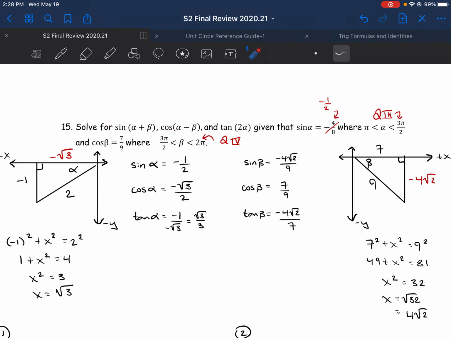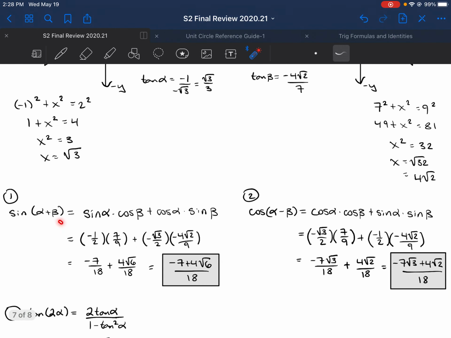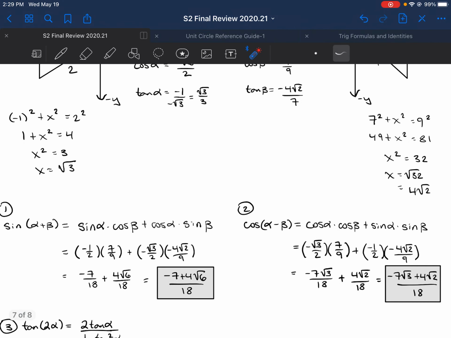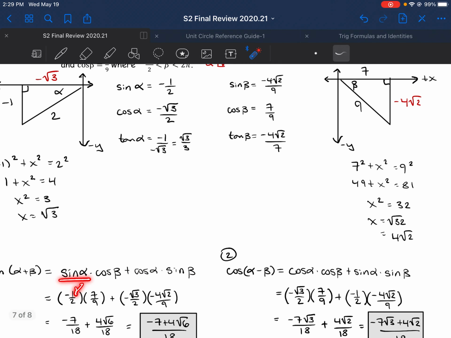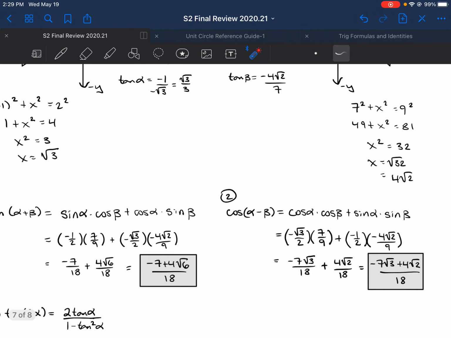So let's start with sine of alpha plus beta. Sine of alpha plus beta, if you look in your formula sheet, is sine alpha cosine beta plus cosine alpha sine beta. We have already done all these calculations. They're right up here. So sine alpha is negative 1/2. Cosine beta is 7/9. Cosine alpha, negative root 3 over 2. Sine beta, negative 4 root 2 over 9.